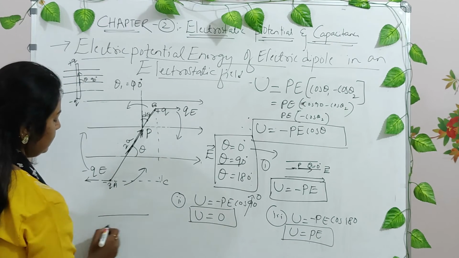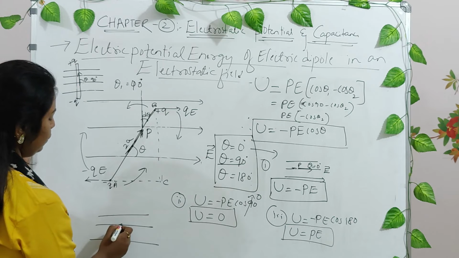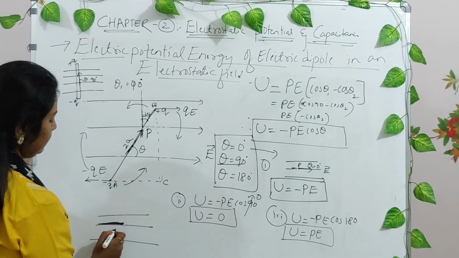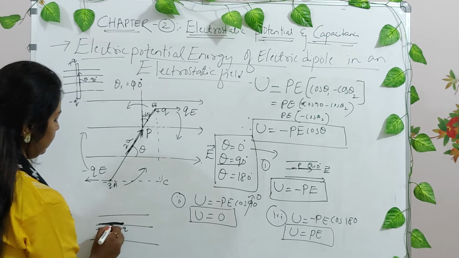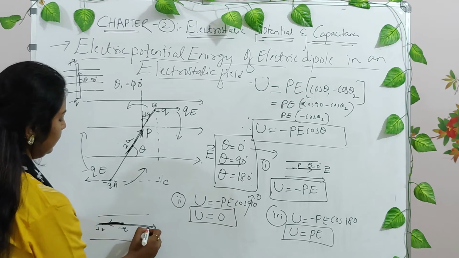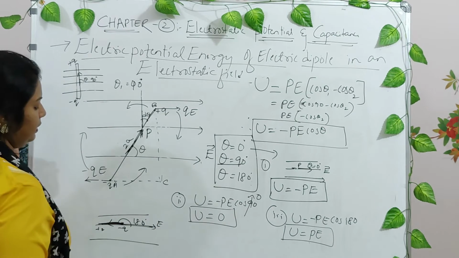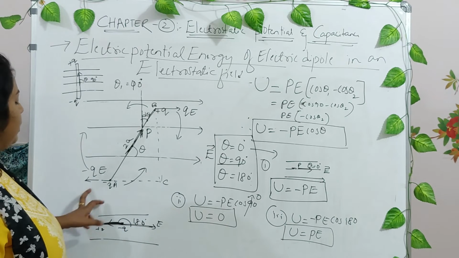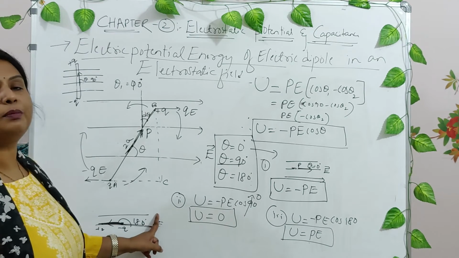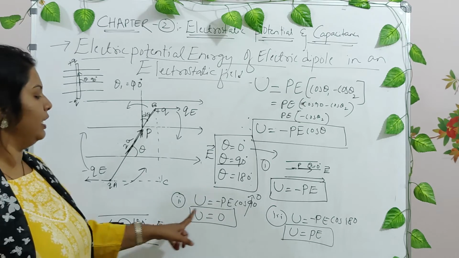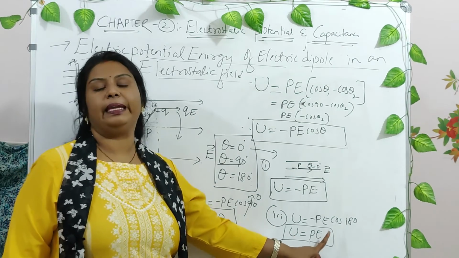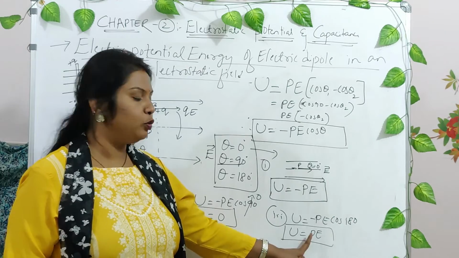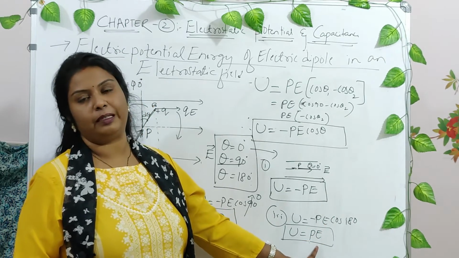Now this is the dipole, this is the electric field, right? Now it is aligned like this, minus Q to plus Q, right? The dipole moment is in this direction, the electric field is in this direction. It is showing 180 degree as the angle here, right? At this particular condition, you get the maximum amount of the potential energy, that is U is equal to PE. P stands for dipole moment and E stands for electric field, right?